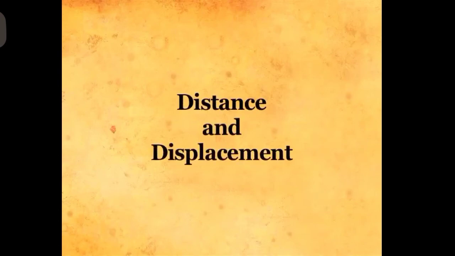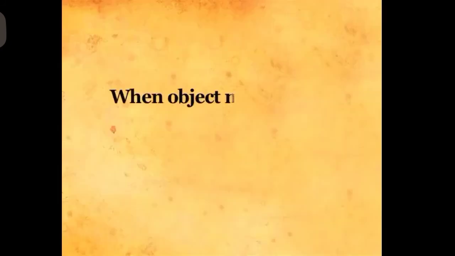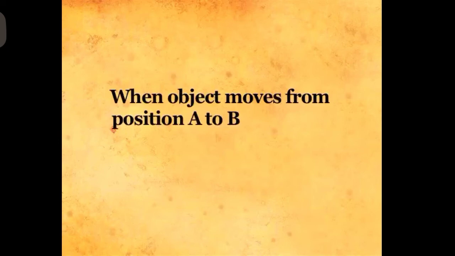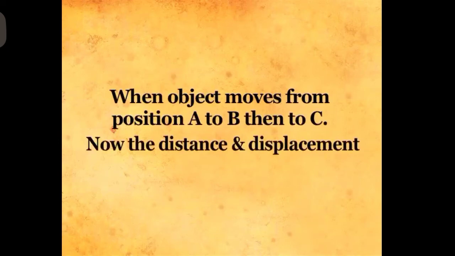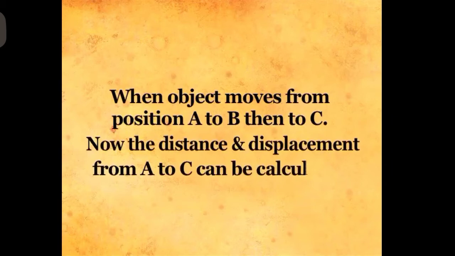When we say distance and displacement, we must understand the difference between them. Let us take one example. When an object moves from position A to B, then to C, now the distance and displacement from A to C can be calculated. So, to calculate distance, we have to calculate the length of the path, and to calculate displacement, we have to calculate the change in the position of the object.